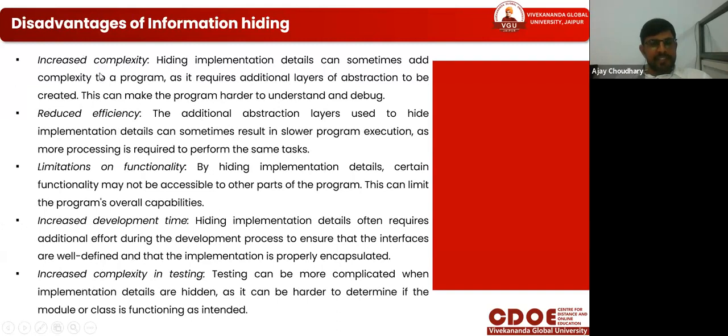What are the disadvantages? When we take that code from one part and put it in another part, we need to construct an additional layer of abstraction. Efficiency, meaning our productivity, suffers: it takes more time complexity and more space complexity, and we need some restrictions for the other code, so it is not easily accessible. The additional abstraction layer used to hide implementation details can sometimes result in slower program execution, with more processing required to perform the same task.